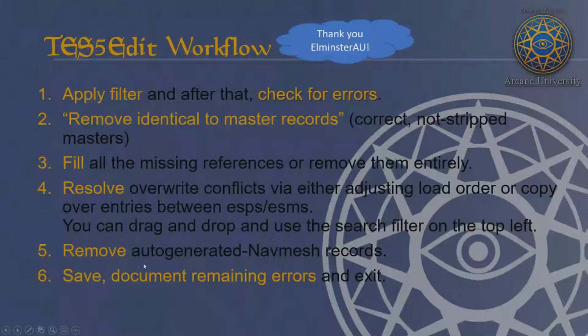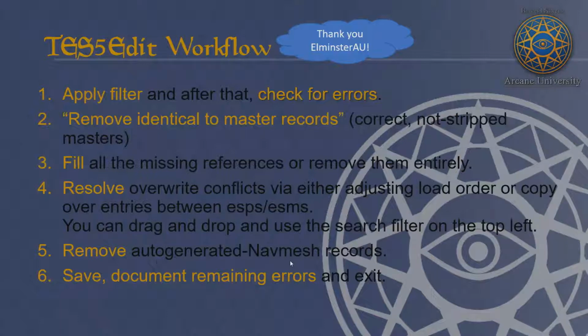And in the end, what I also suggest you to do is remove auto-generated nav mesh. So whenever you hit save in Creation Kit, usually it will generate nav mesh. And if you don't want that, and usually we prefer to do manual nav mesh because it can make a lot of issues, then I would suggest you to remove that.